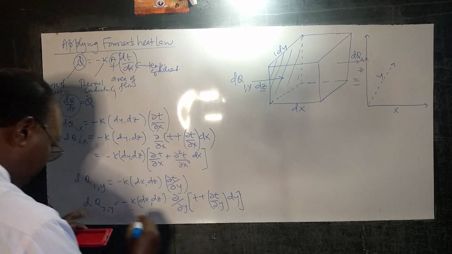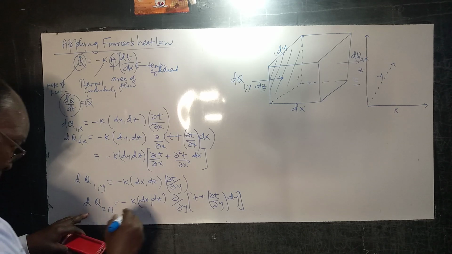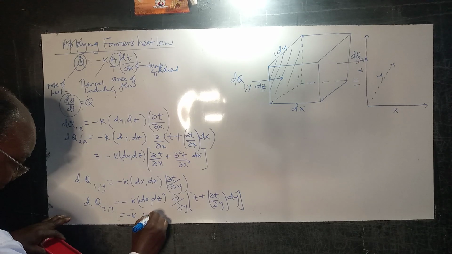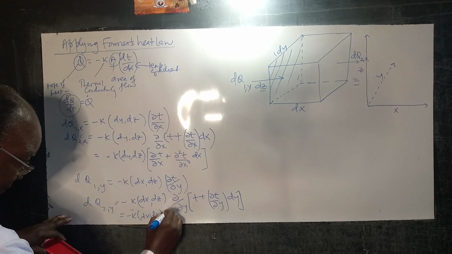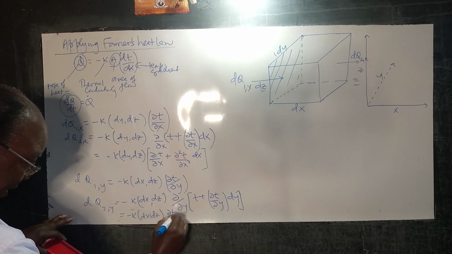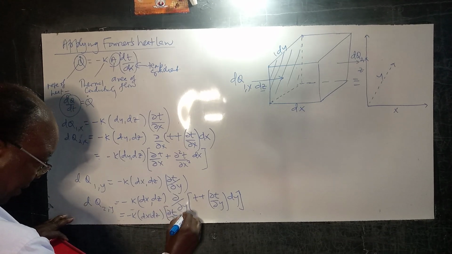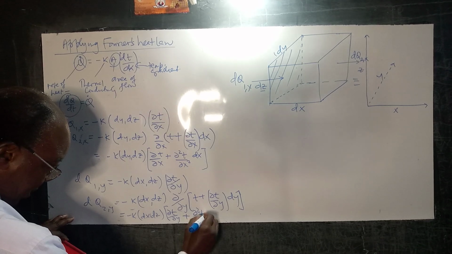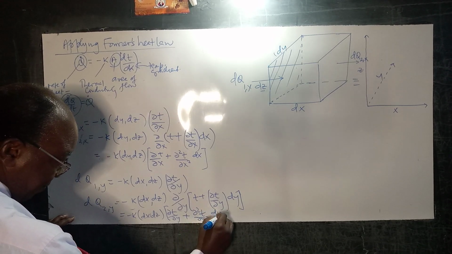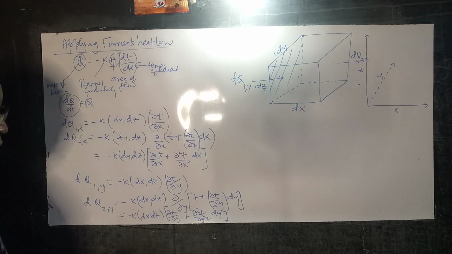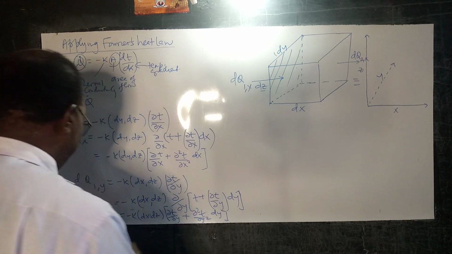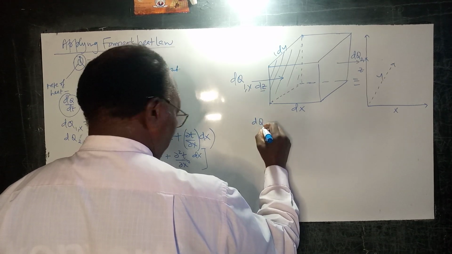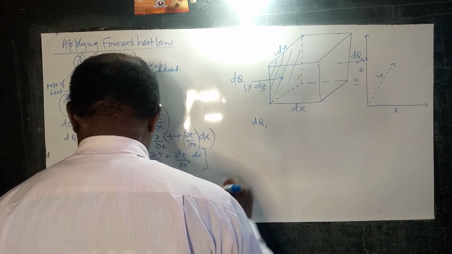which again will now be minus k dx dz, del t del y plus del squared t del y squared dy. And of course, the final face which we want to look at is now dq1z.